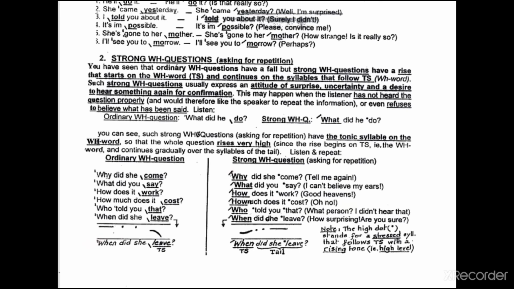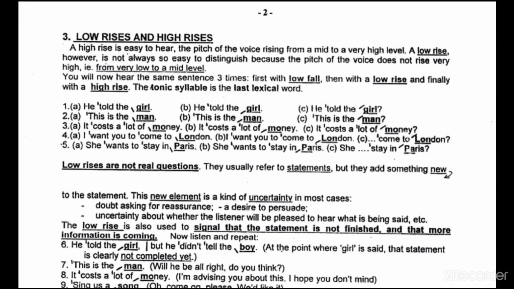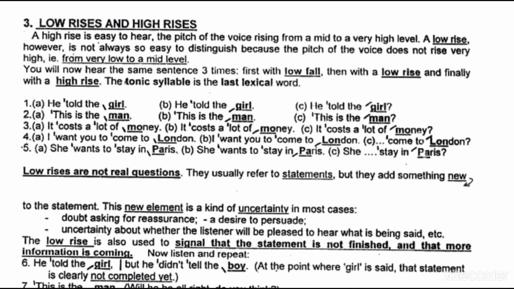We have finished with the high rise. We said that the high rise is used in normal yes/no questions, in statements in form but questions in intonation, and finally in strong WH questions. We move to the last page where we practice together the low rise, and we compare it with the other tones. The low rise is used, as I said previously, in statements where we want to show uncertainty.